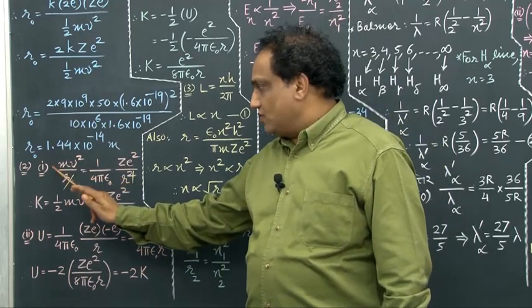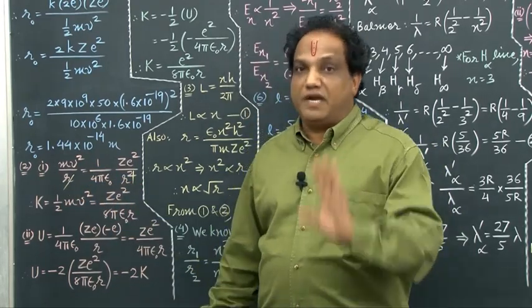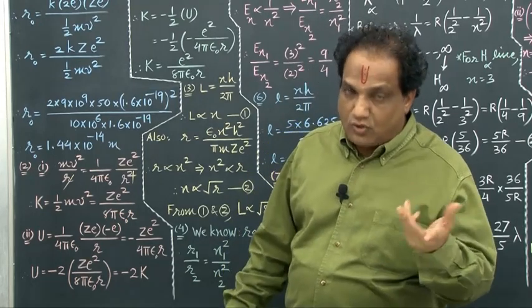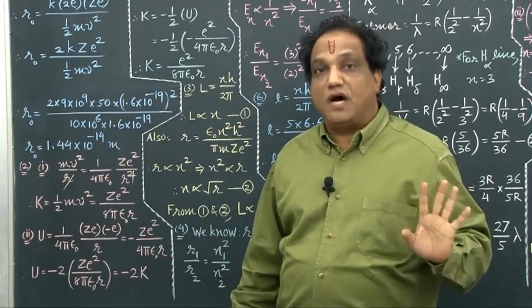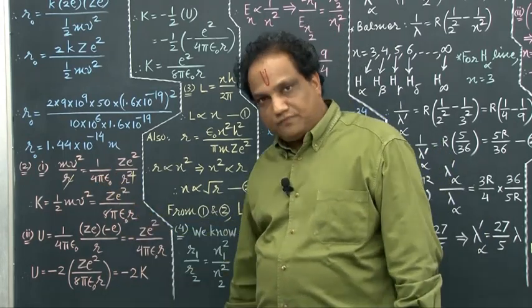What is centripetal force? It is mv square upon r by formula. What is Coulombian attractive force? According to Coulomb's law, K Q1 Q2 upon r square. K is 1 upon 4 pi epsilon 0.